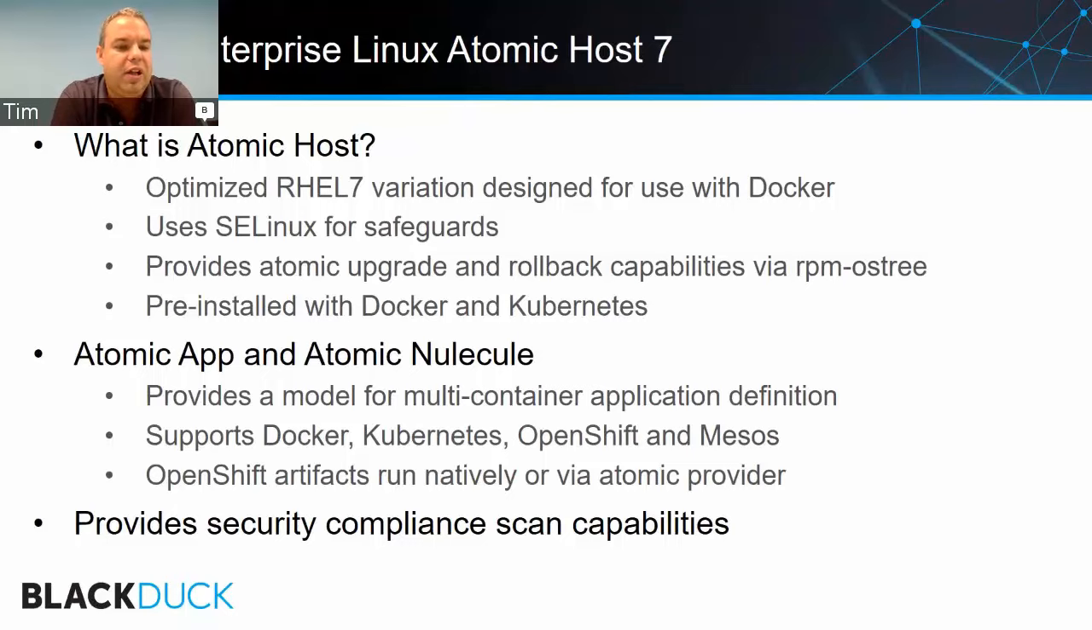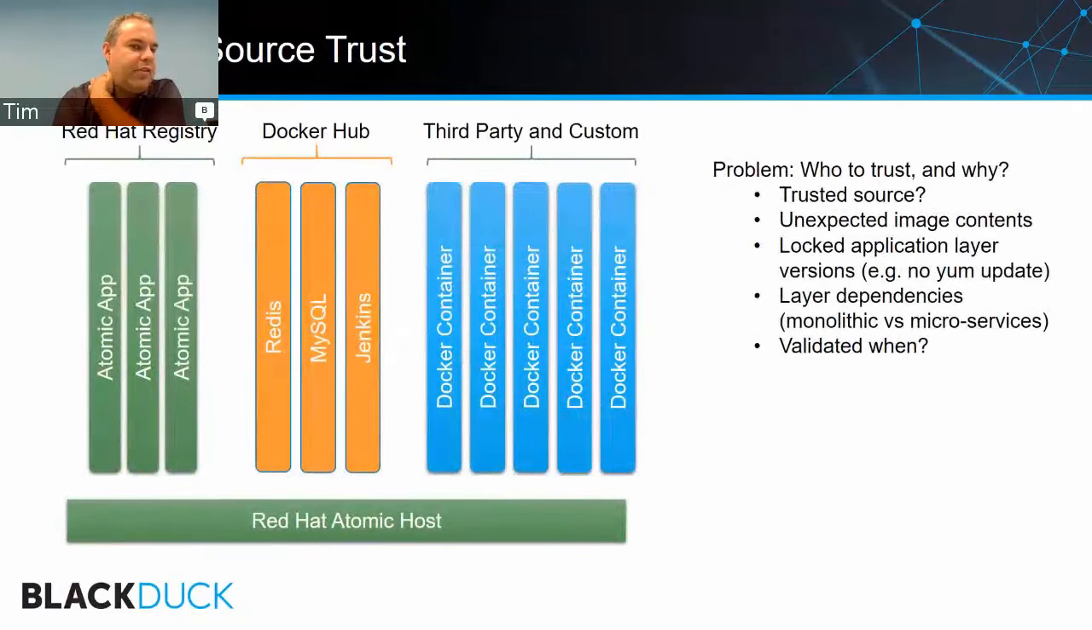Applications are defined using Atomic App and Nulecule. Nulecule is fundamentally a model for creating multi-container applications, and that's going to satisfy the requirements of a full pod definition in a Kubernetes and OpenShift world. So there's support for Docker, Kubernetes, OpenShift, and Mesos. The OpenShift artifacts that are created through Atomic App and Nulecule can run either natively through oc new-app or via the Atomic provider interfacing with the OpenShift APIs to create the pods and associated containers within it. One of the key benefits is that it actually provides a security compliance scan capability through the action verb atomic scan. And that's what we want to look at when we're talking about who we trust.